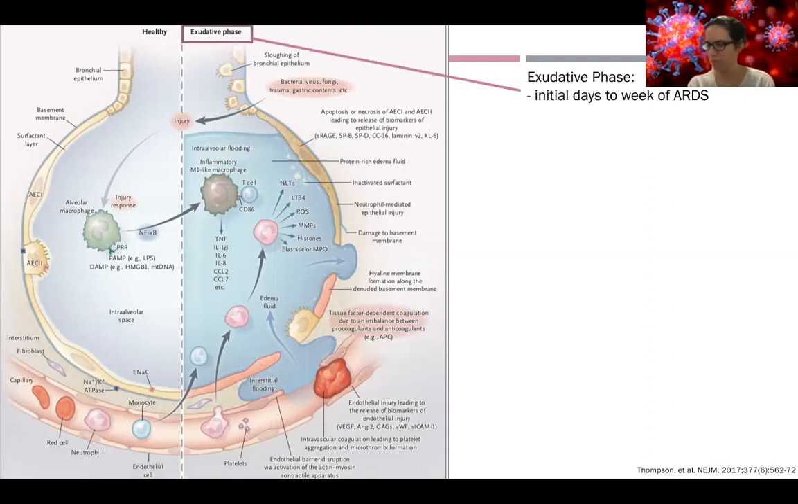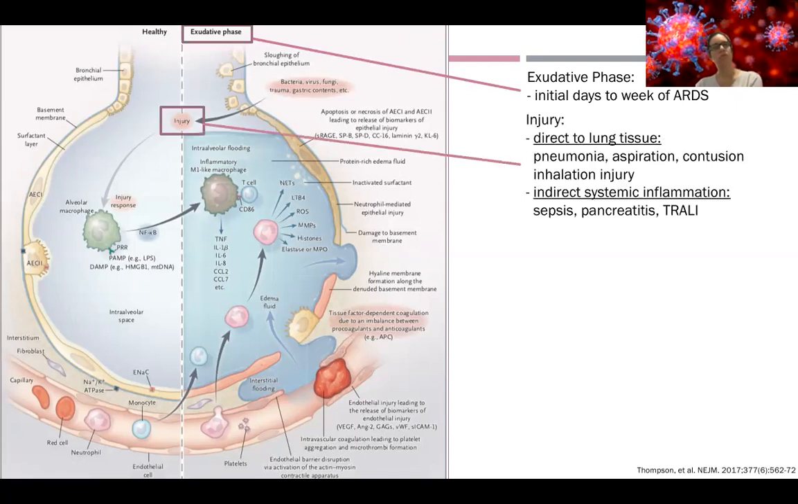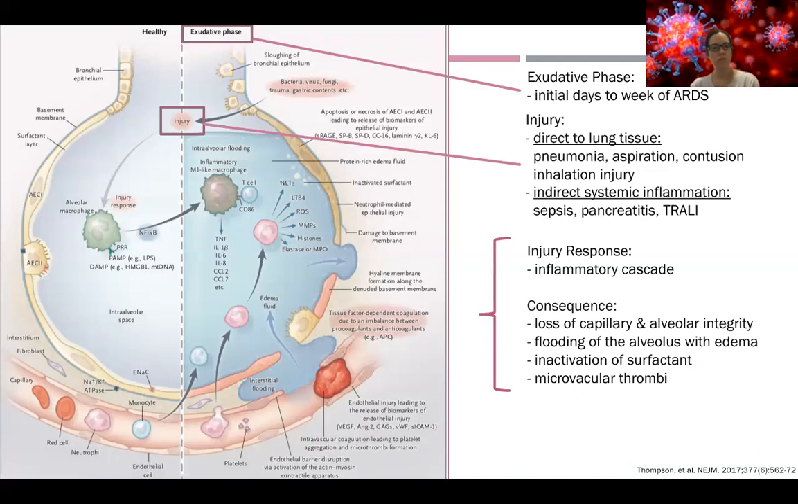So in the first phase of ARDS, the exudative phase, which occurs over the initial days to week of ARDS, there is an injury, which is either direct to the lung tissue, as in the case of pneumonia or an aspiration of gastric contents, a pulmonary contusion, or something like an inhalational injury, or indirect to the rest of the body that then creates systemic inflammation, as is the case with sepsis or pancreatitis or TRALI after a transfusion. And that leads to an inflammatory cascade.